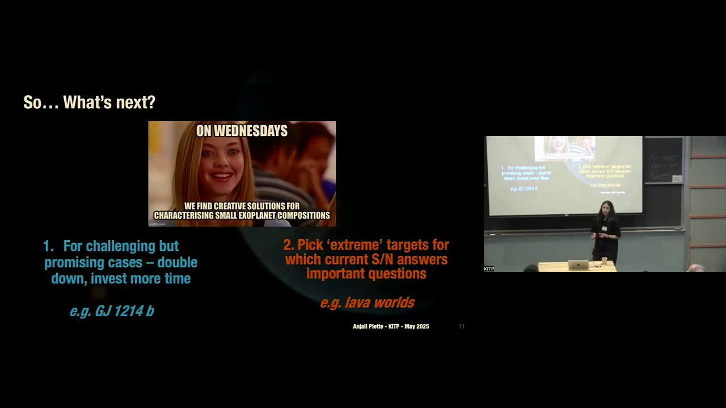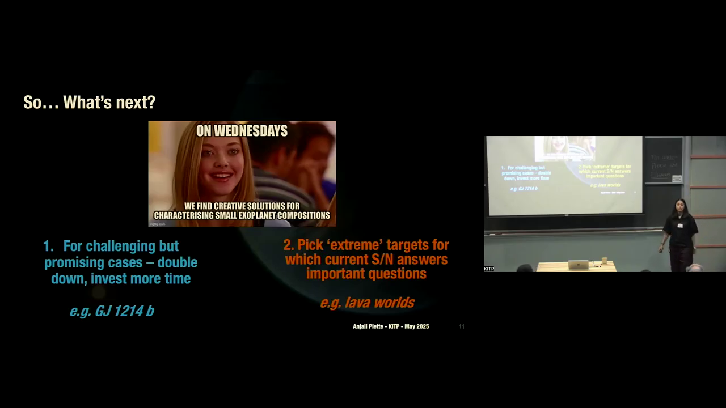Okay, so I spent way too long making this meme last night, but what do we do next? We've seen that there are some positive stories and cool results from small planets with JWST, but also a lot of challenges. Where do we go from here? One option that we have is that for some really high-value targets, we can double down.